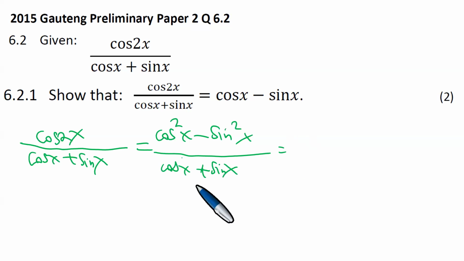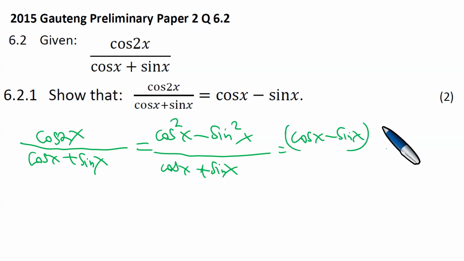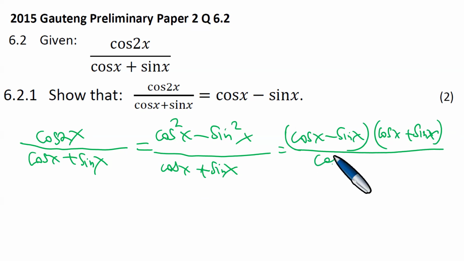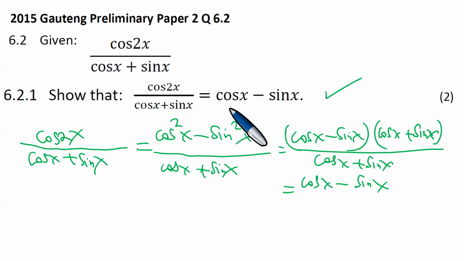which is now, okay, this is the actual double angle formula that we're going to use for cosine 2x, because there are like three associated double angle formulae for cosine 2x. In which case, this becomes (cosine x minus sine x)(cosine x plus sine x), divided by cosine x plus sine x. Cancel this, getting cosine x minus sine x. Obviously we were to show that this is cosine x minus sine x, and we've shown that.